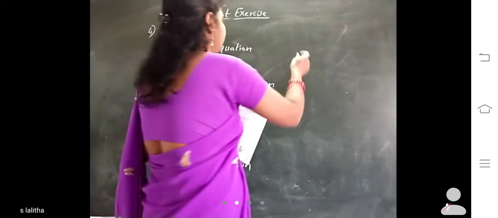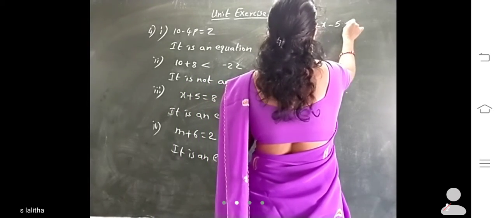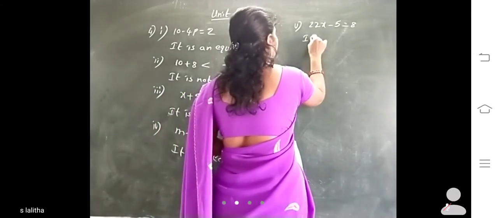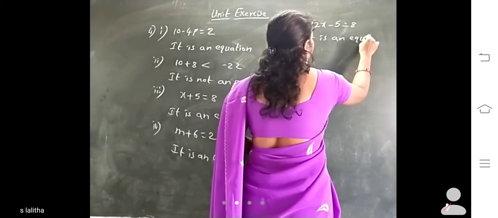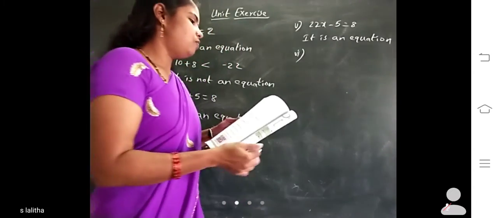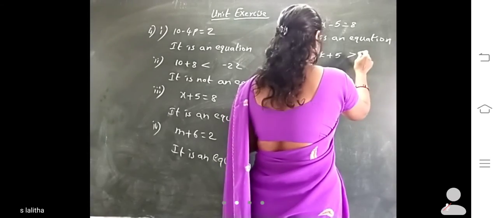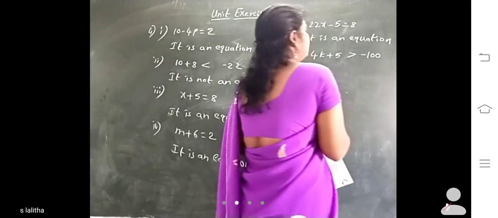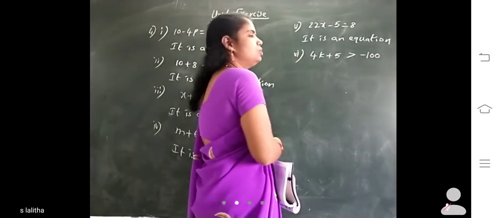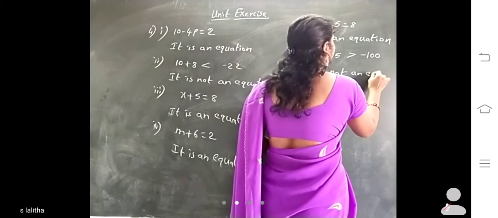Next, fifth one. 22x minus 5 equal to 8. Is it an equation or not? Yes, it has an equal symbol. So it is an equation. And sixth one, 4k plus 5 is greater than minus 100. Is it an equation, children? No. Why? Because here greater than symbol is there, not equal to. So it is not an equation.